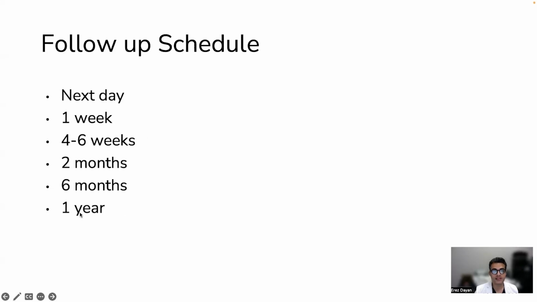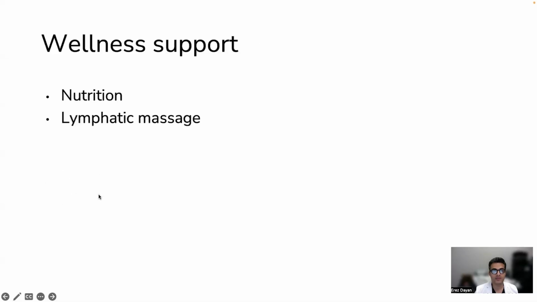And it's excellent to get photos at all these appointments, and if you can get weights at all these appointments. Usually at the 1 week mark, they'll actually gain weight from swelling. So I wouldn't be too worried about that, but you really want to start assessing your results at the 2 month, 6 month mark, and maybe a year mark. I'm going to give you a whole article on supplements and nutrition that you can provide your patients for postoperative wellness support. And as I mentioned, lymphatic massage is very helpful for patients.